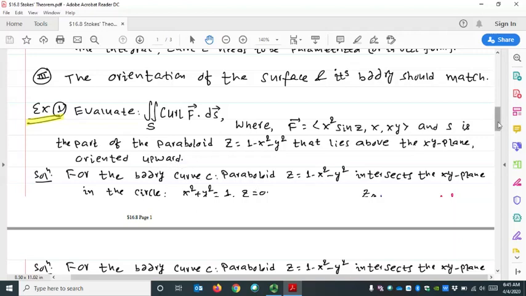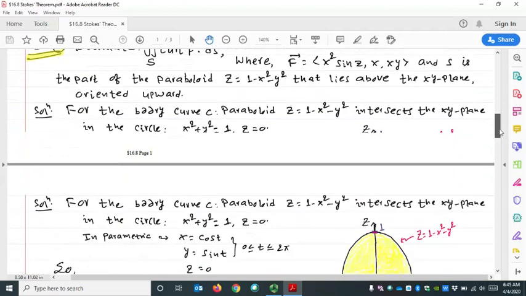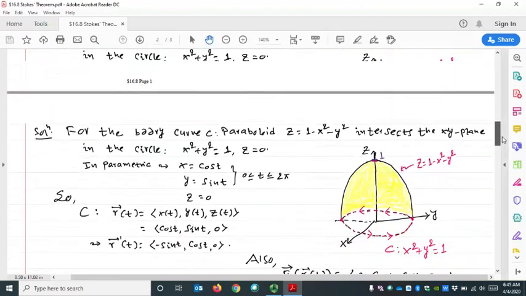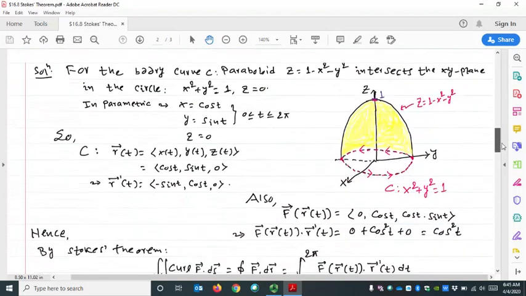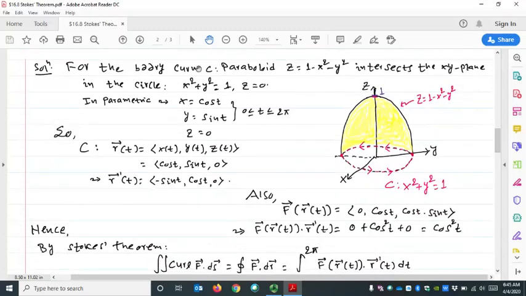So let's move on. Let's start the solution. For the boundary curve, our paraboloid is z equals 1 minus x squared minus y squared. So this is a paraboloid opening downward. It intersects the xy plane in a circle. So the cross section of this paraboloid with the xy plane is x squared plus y squared equals 1, this circle.